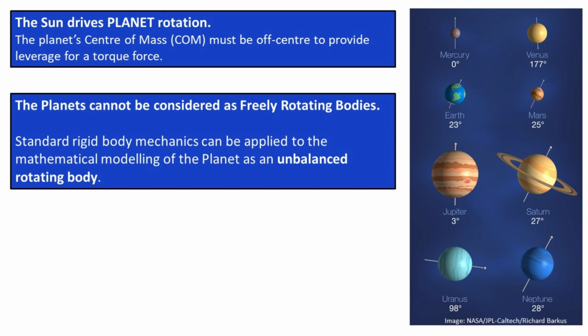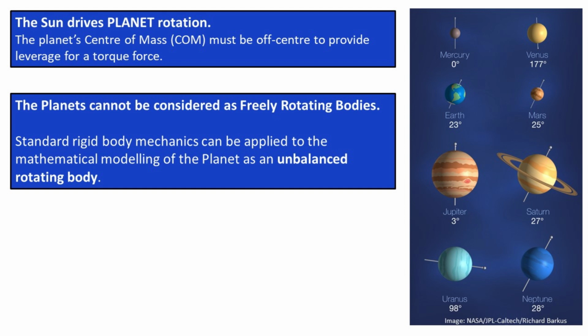This is totally at odds with current wisdom, which says that planets are freely rotating bodies about their centre of mass. This cannot be the case. They cannot just be randomly rotating. They have to be controlled. And it looks like the Sun does control it.